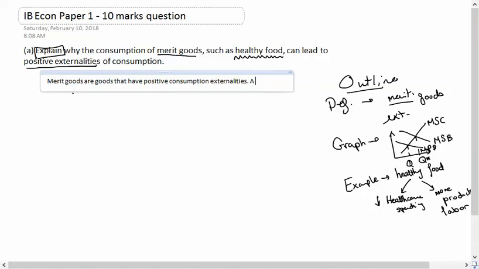And define positive externality. So we've defined what our merit goods are. Now let's define our externality.